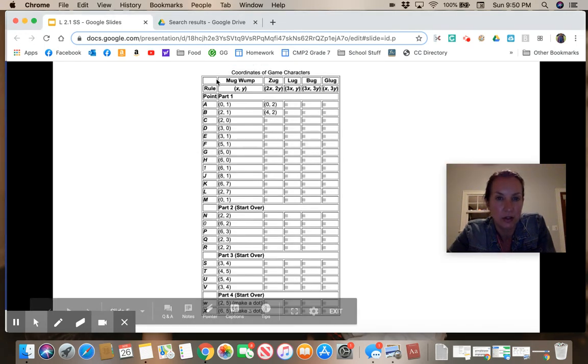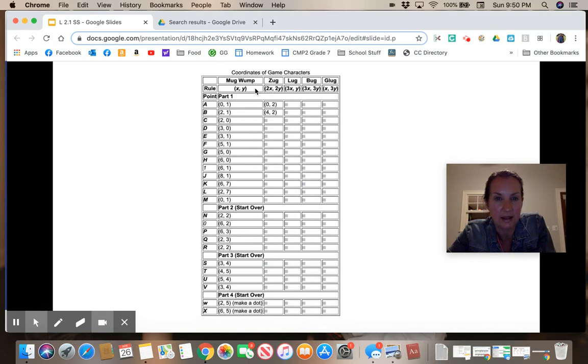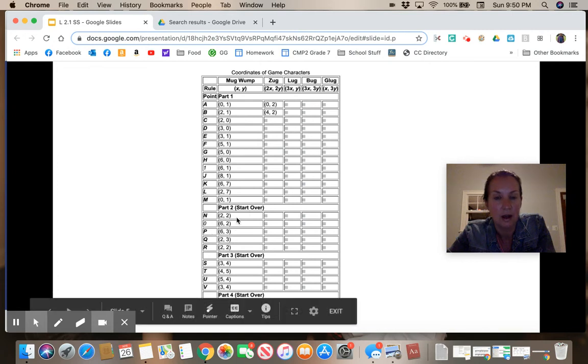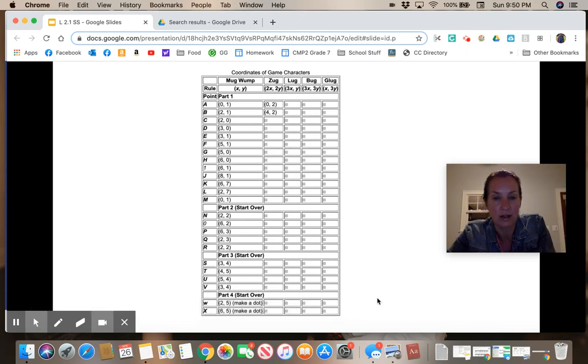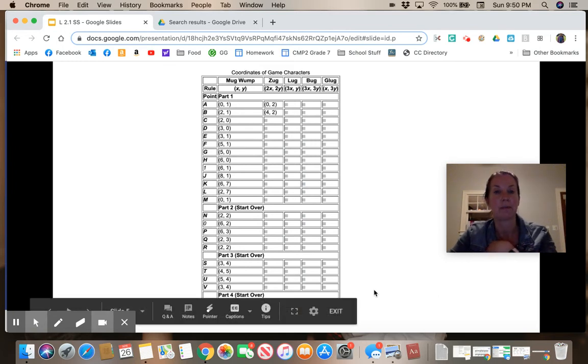So here it tells you Mugwump is just X and Y. For part 1, it said to connect them as you go. So plot 0, 1, 2, 1, 2, 0, and then you connect them as you go. Part 2 says start over. So this is a new part of the shape. Part 3 says start over. So you're going to connect these points again. And part 4 says start over. It says make a dot. That means you're not connecting those parts. So that is for the main Mugwump. So I want you to make that for question A and then describe the shape.